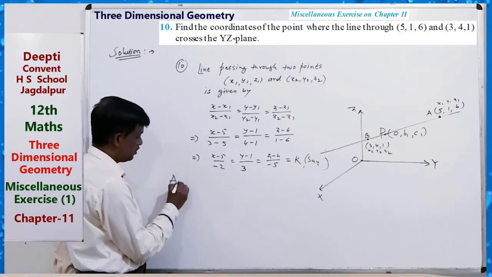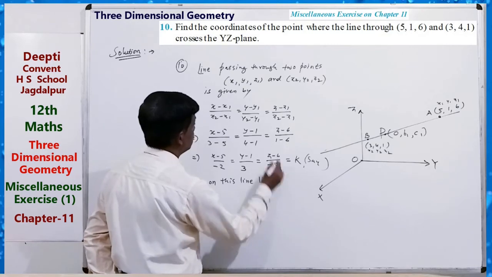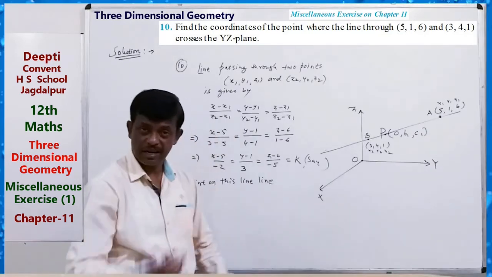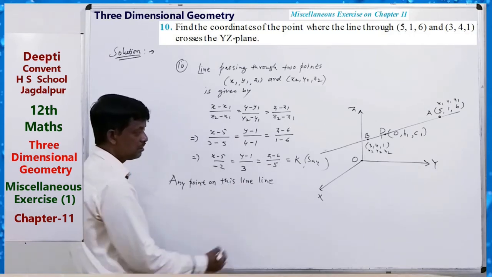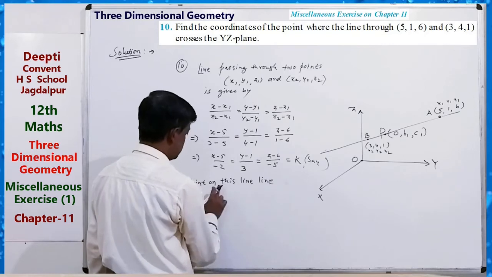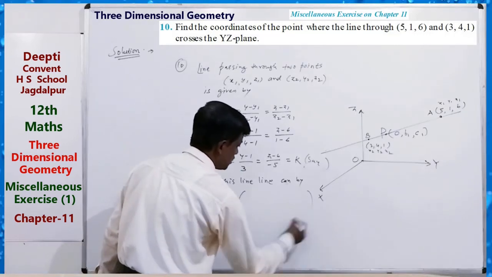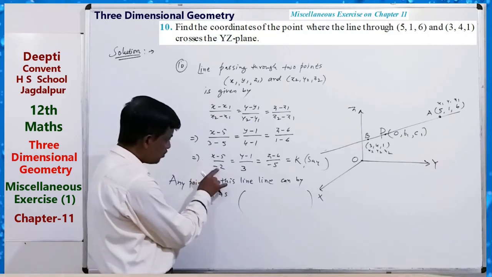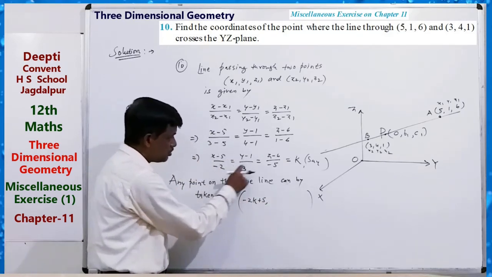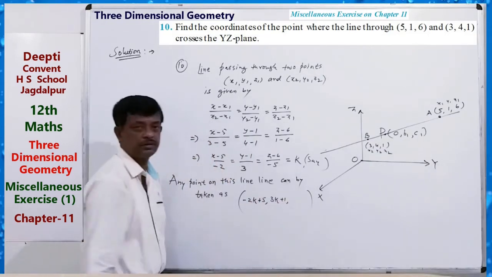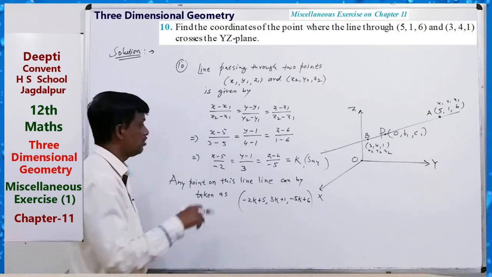Then any point on this line passing through these 2 points can be taken as: x equals minus 2k plus 5, y equals 3k plus 1, z equals minus 5k plus 6. This is any point on this line.